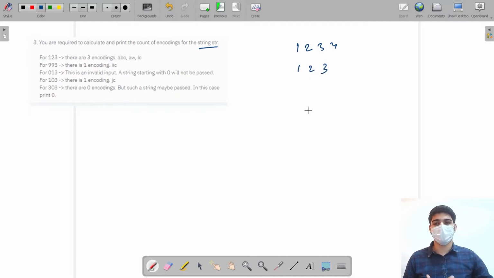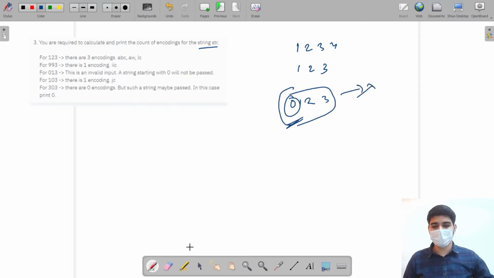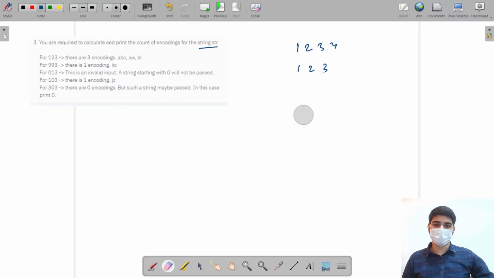It could be anything. The only constraint on that number is that it won't ever start with 0. So there won't be a string which is 0, 1, 2, 3. As it starts with 0, it is an invalid test case. It won't be passed. So the constraint is simple. It would be a number which won't start from 0. It could be anything.